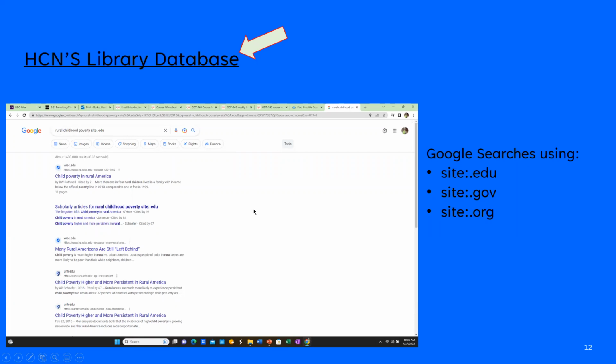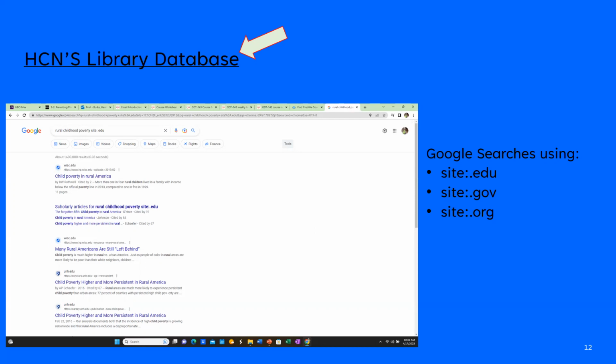So you may know this already, but .edu sites, there's going to be from, typically universities or colleges. .gov sites are going to be from the government. Those are probably going to include a lot of really good statistics, information gathered from the government. .org sites, those are typically going to be organizations that, in this example, childhood poverty, it's probably going to be organizations dedicated to combating childhood poverty.